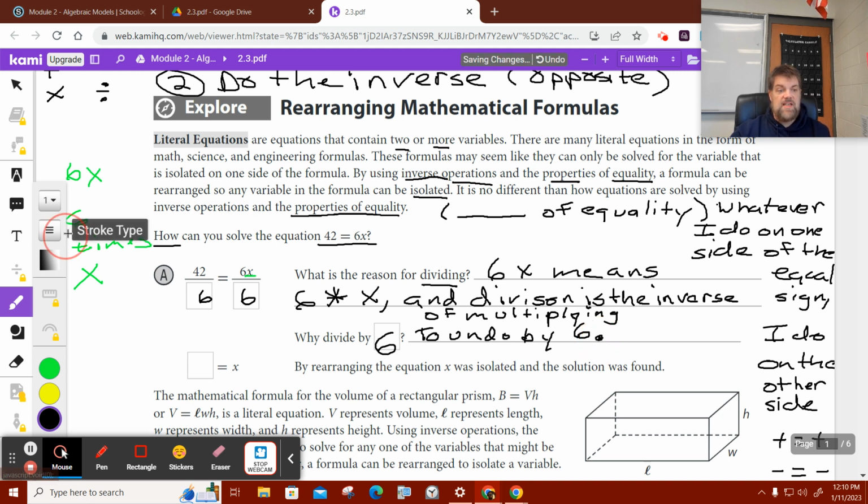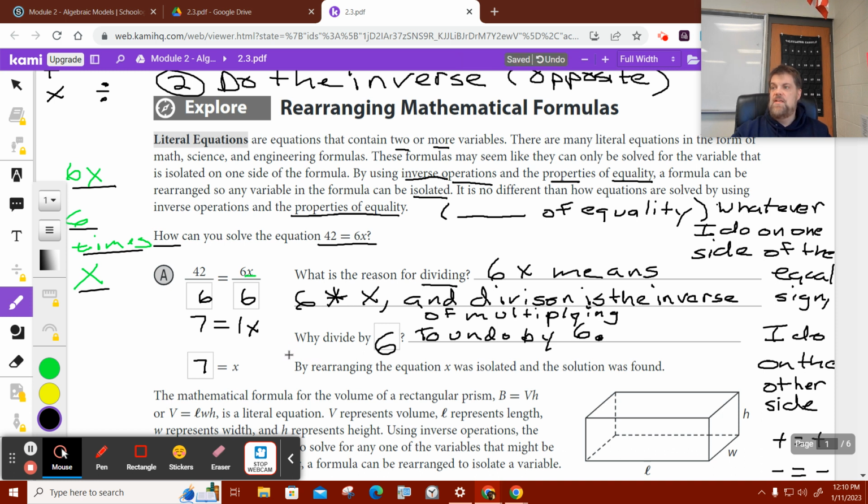So if I say 6x is 6 times x, to undo what's being done to the x, in other words, to get rid of this 6, I need to do the opposite or inverse of multiplying by 6, which is to divide by 6. Now, what is 6 divided by 6? 1. What's 1 times x? So 6 divided by 6 reduces down to 1. Okay, what's 42 divided by 6? 7. So 7 equals 1x, or 7 equals x.